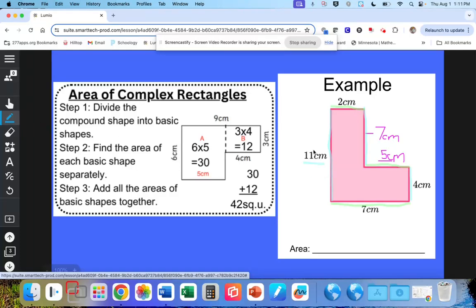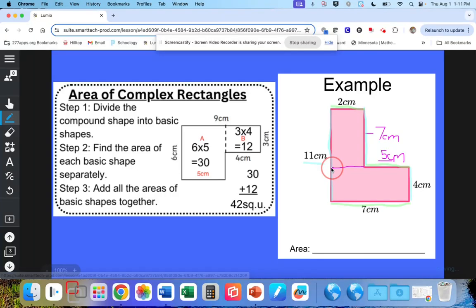Then the next thing you're going to do is divide the shape. It does not matter if you divide the shape across right here or up and down right here. I like to do horizontal lines. It's kind of just a preference. It doesn't really matter. What matters is what maybe would make it easiest for you.